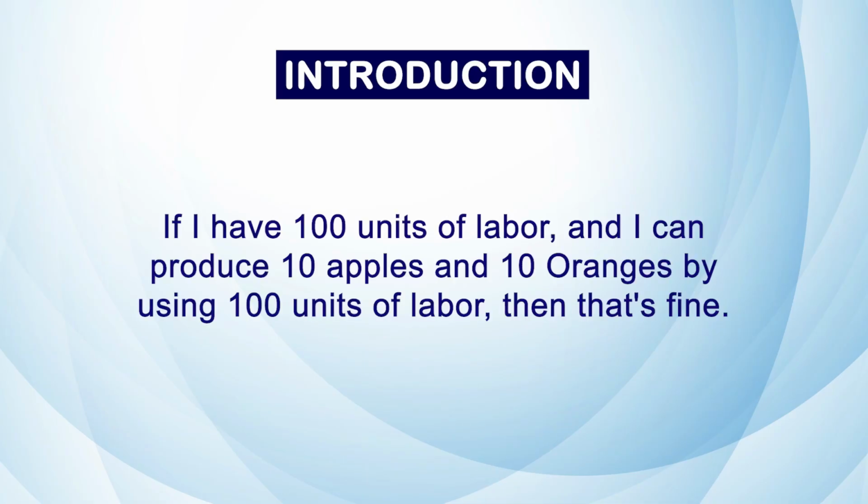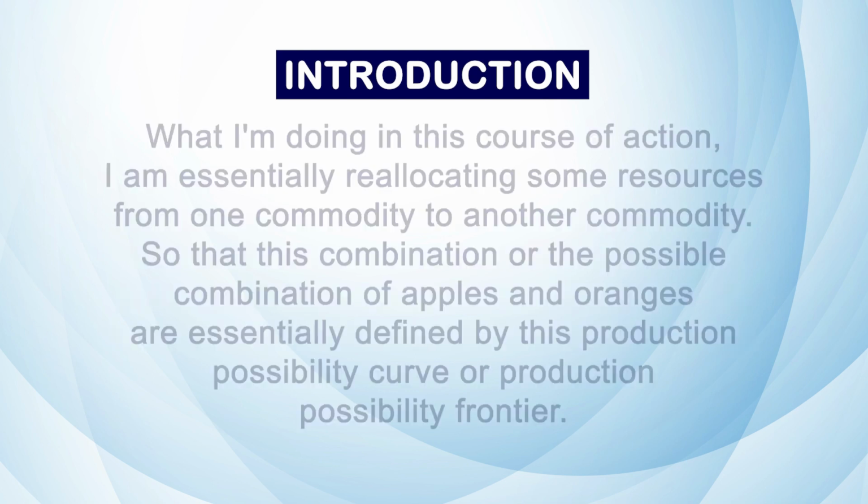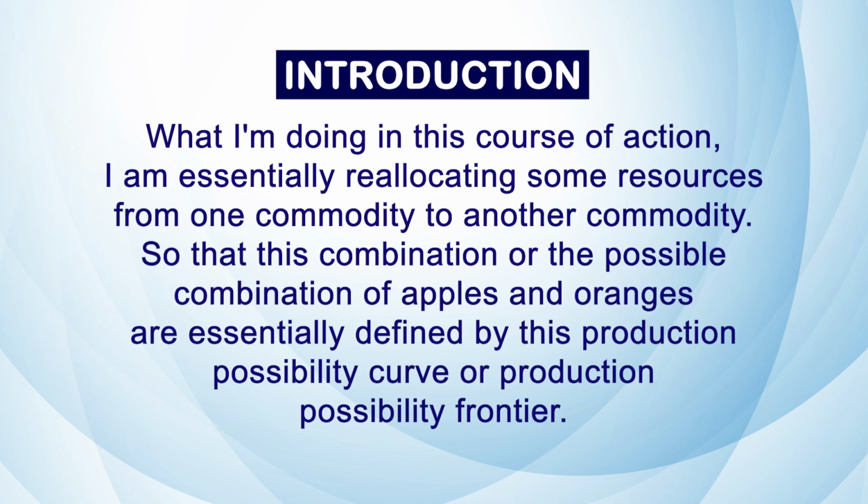If I have 100 units of labor and I can produce 10 apples and 10 oranges by using 100 units of labor, then that's fine. But what if I want to produce more oranges? The immediate solution to the problem is that I need to cut back the production of the other commodity. In this course of action, I am essentially reallocating some resources from one commodity to another, so that the possible combinations of apples and oranges are defined by this production possibility curve or production possibility frontier.